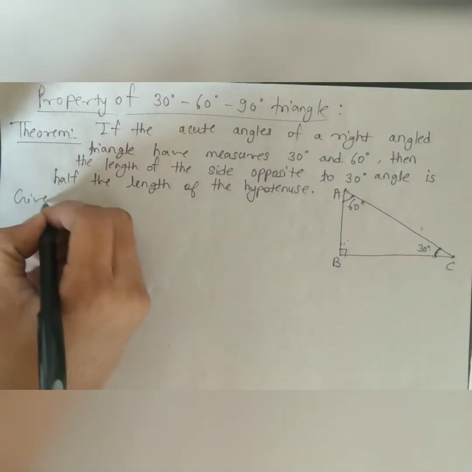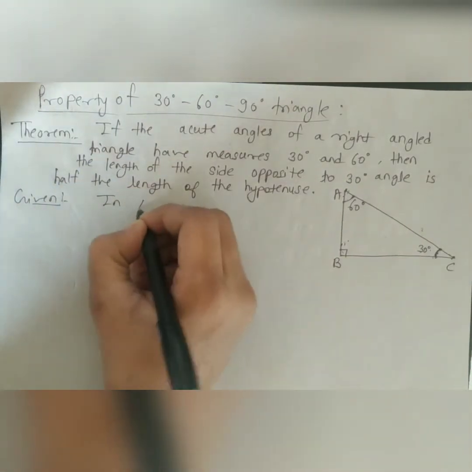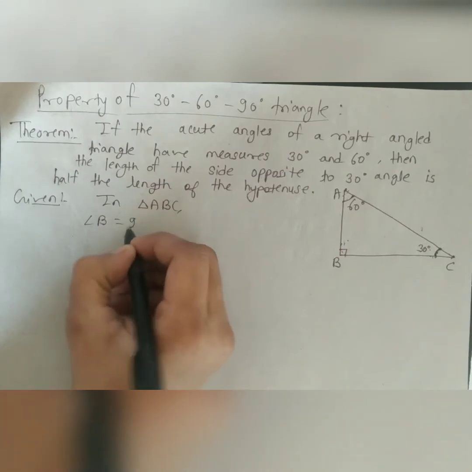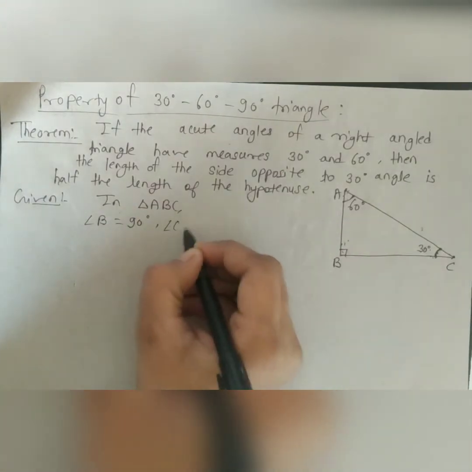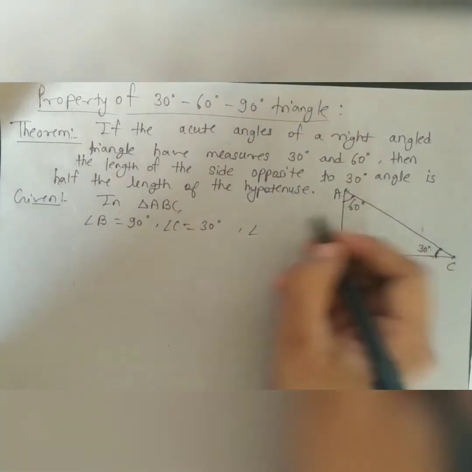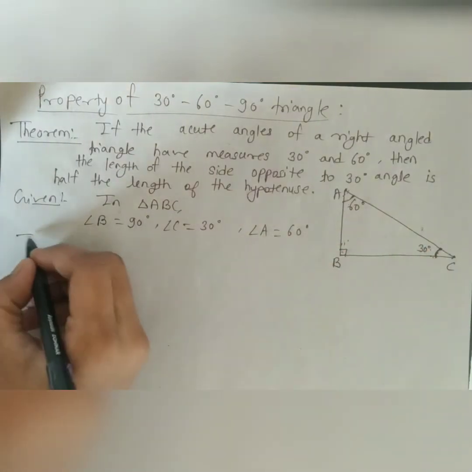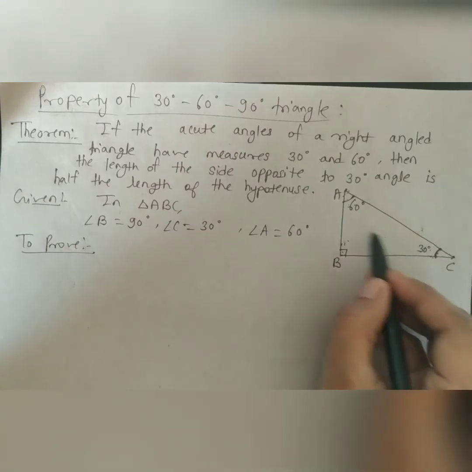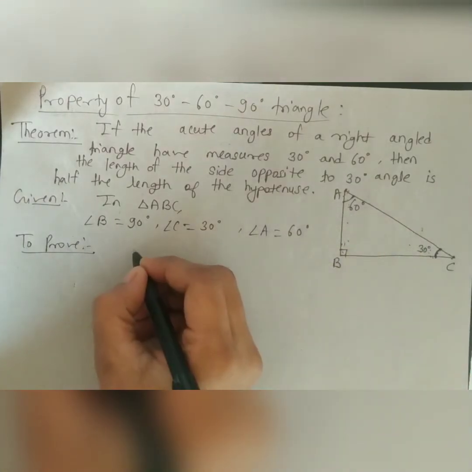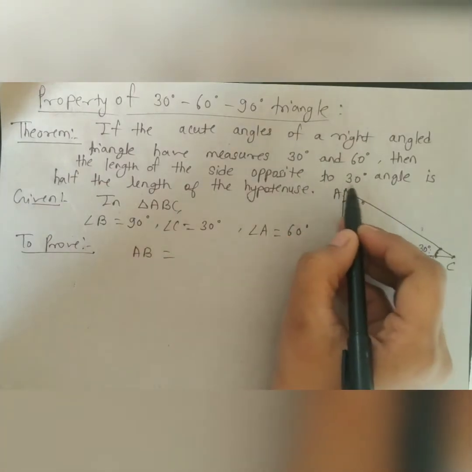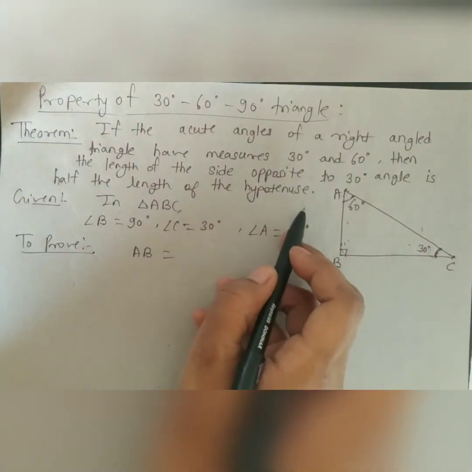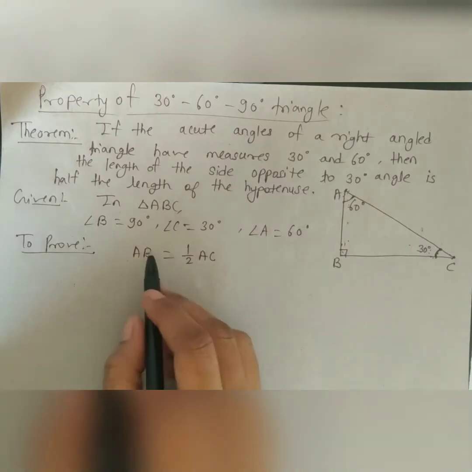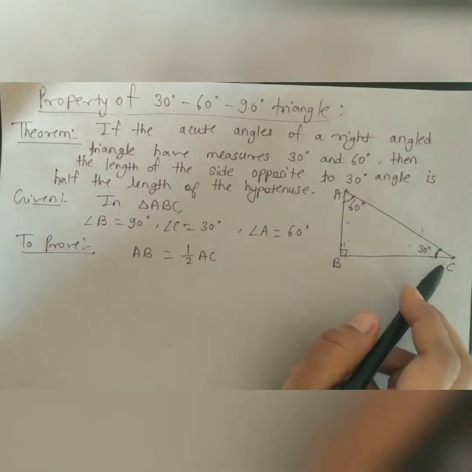Now, first we write the given. In triangle ABC, angle B is 90 degrees, angle C is 30 degrees, and angle A is 60 degrees, and we have to prove the length of the side opposite to 30 degrees, which is AB, is half the length of the hypotenuse. The hypotenuse is our AC, which means AB equals half of AC. We have to prove AB equals half of AC.